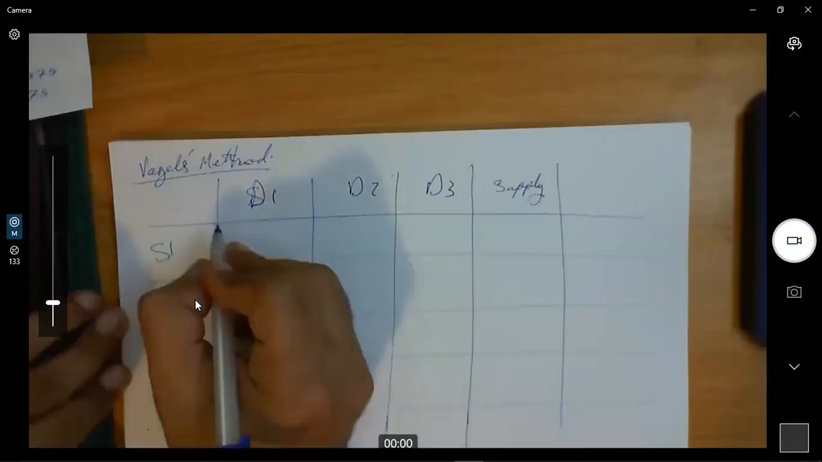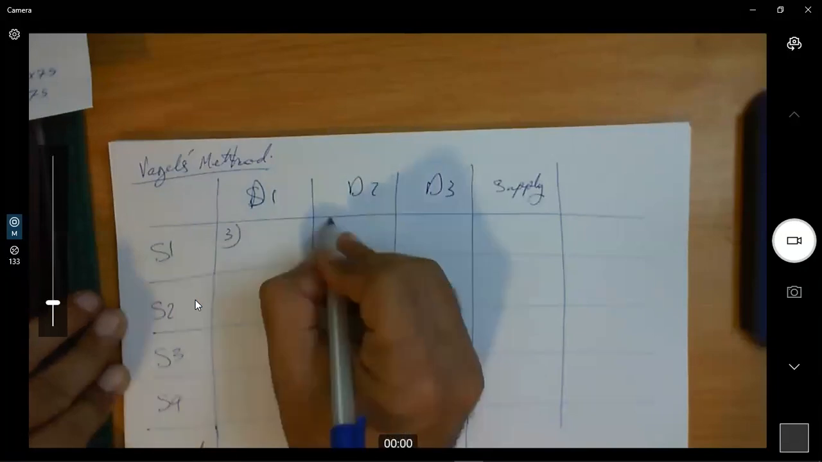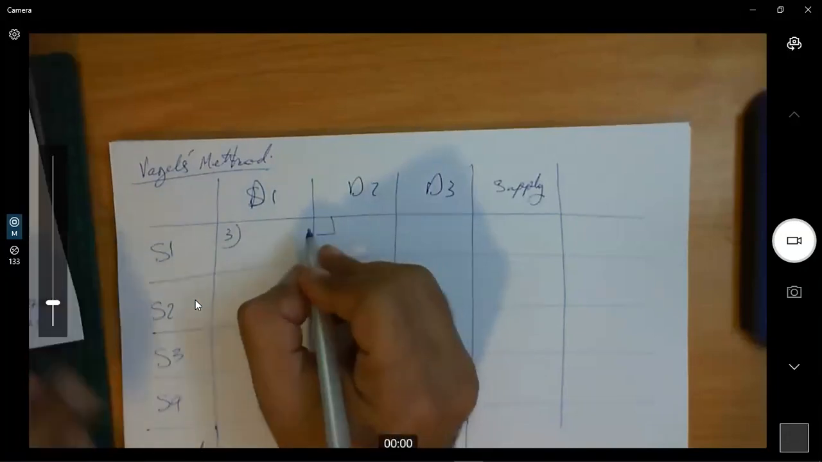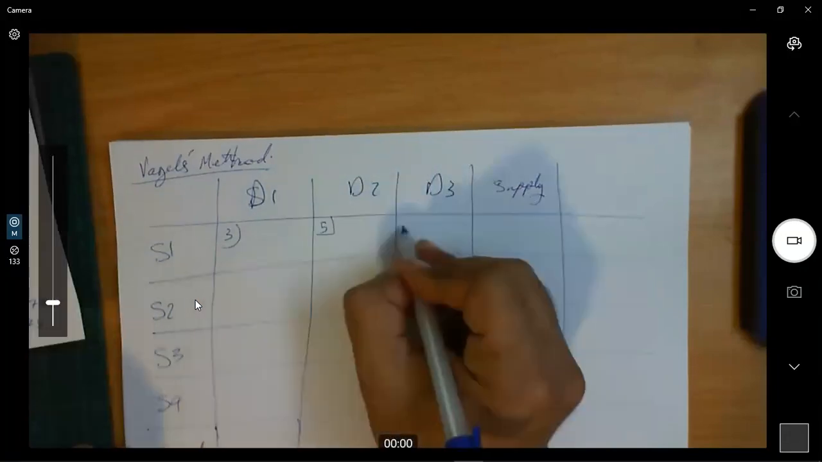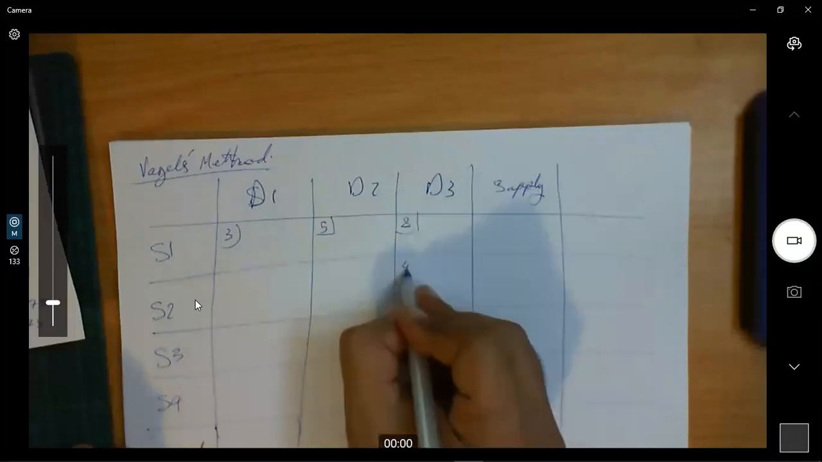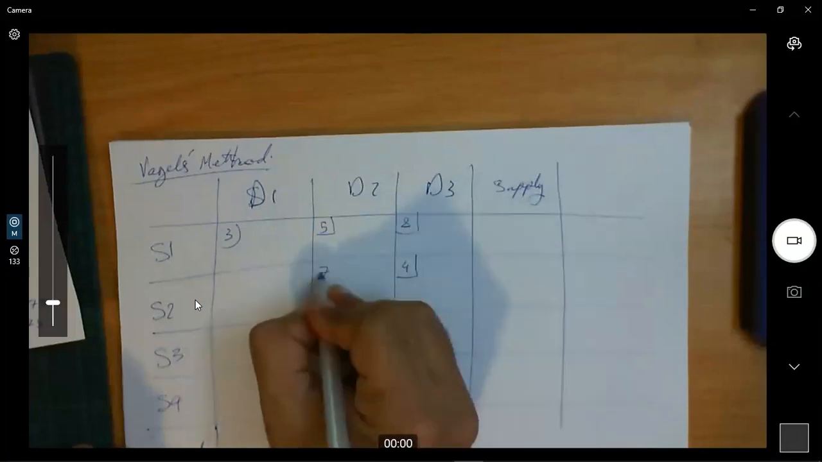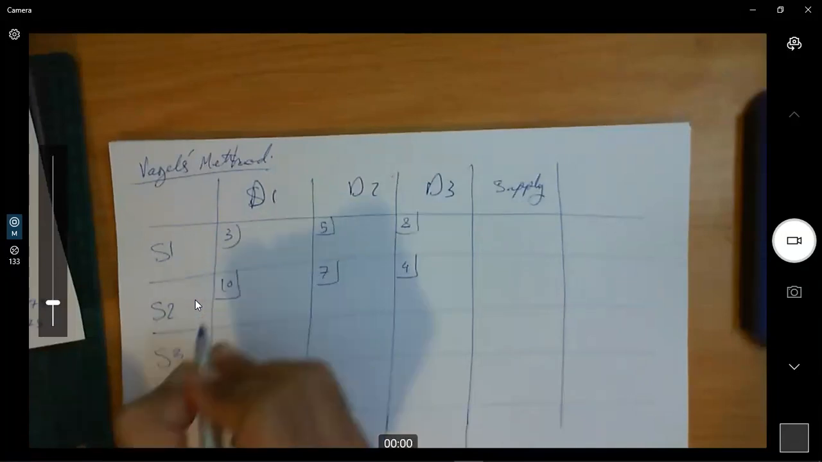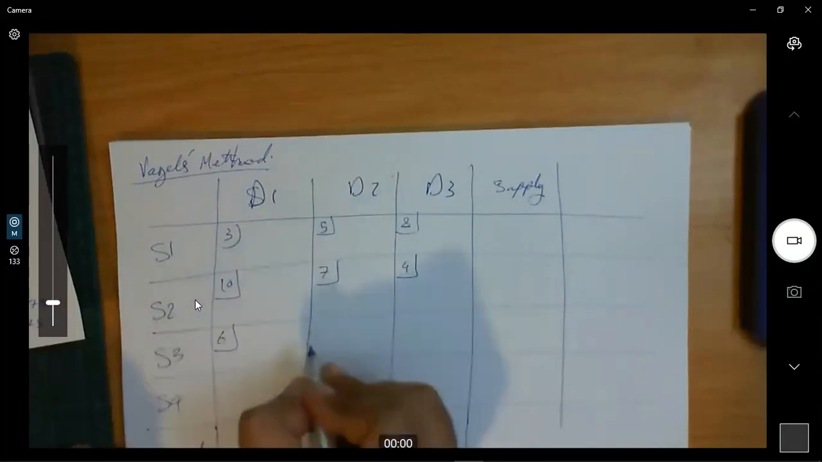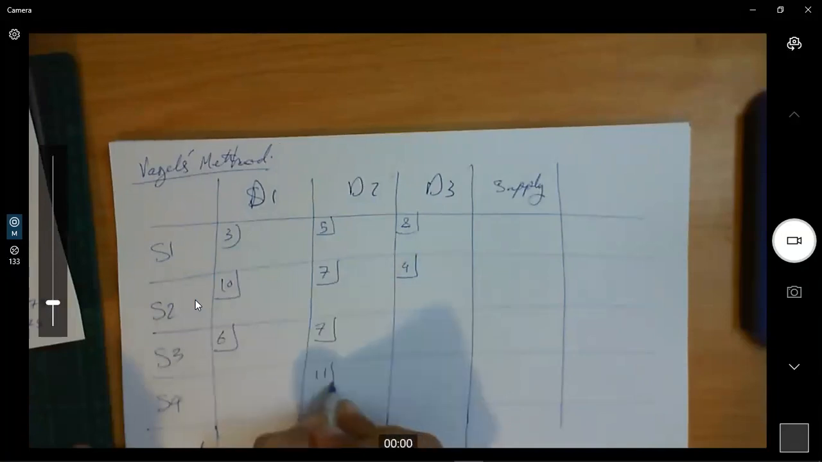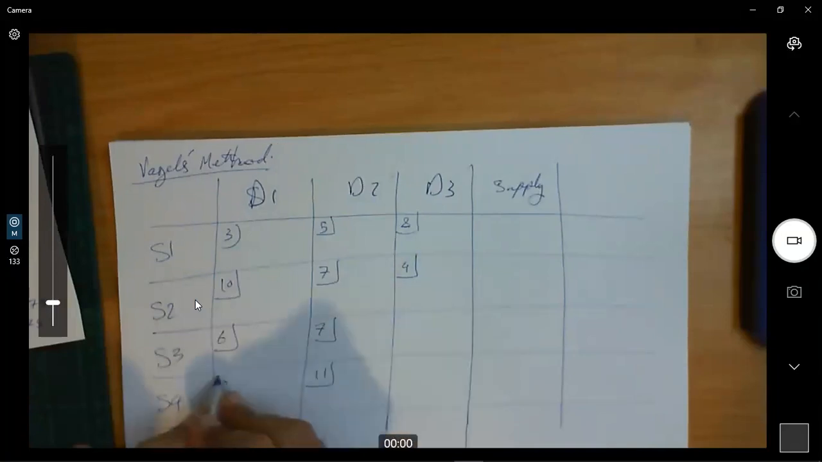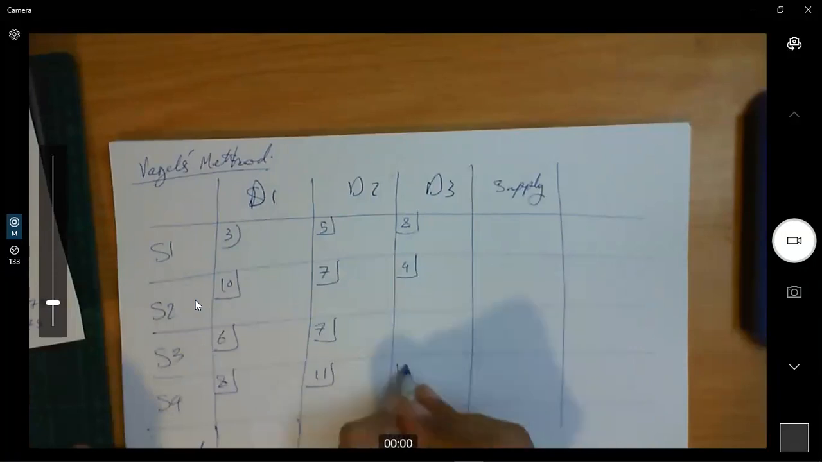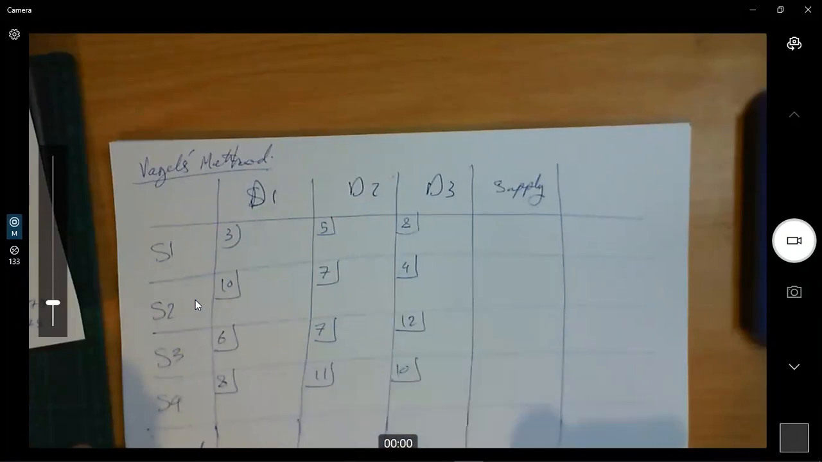We start putting in our costs. Here 3, here was 5, 8, 4, 7, 10, 6, 7, 11, 8, 10, 12. The method is Vogel's approximation: the worst performance will give you the least cost cell.